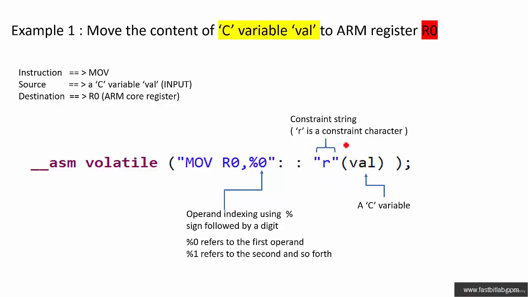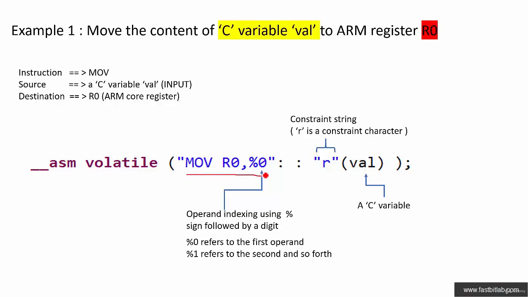Just take a look at how the input operand is written. First of all, this is a constraint string, which should be written in double quotes. Now the constraint string is a collection of two things: constraint character plus constraint modifier. Here there is no constraint modifier. You only see the constraint character R. After that, in the parentheses, you have to mention the C variable name, that is val.